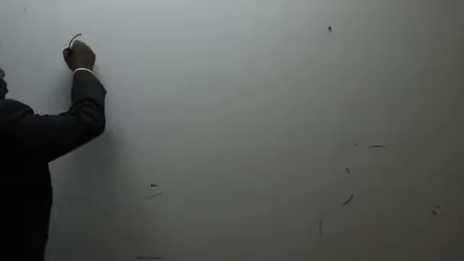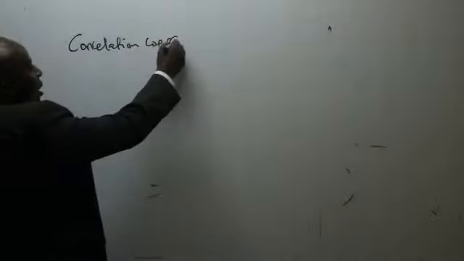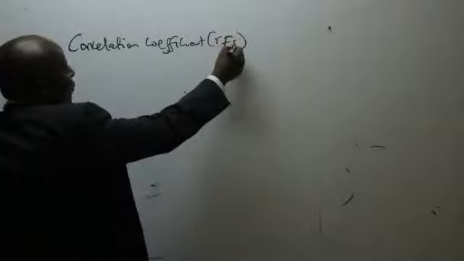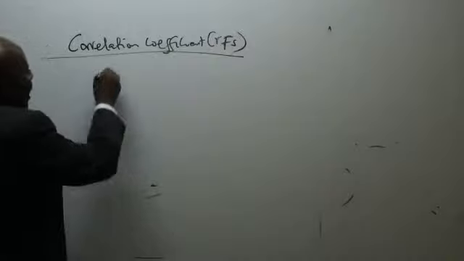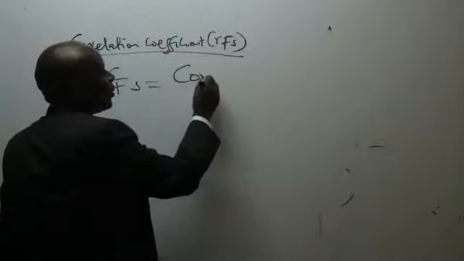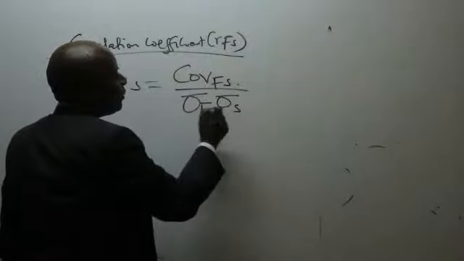This is quite easy because I did this in CPA section 4. Correlation coefficient will not be able to scare me away. So how do we get correlation coefficient R between the two companies, F and S? To get R between F and S, what we shall do is to take the covariance between F and S divided by their respective standard deviations.